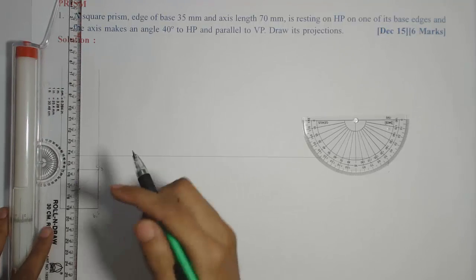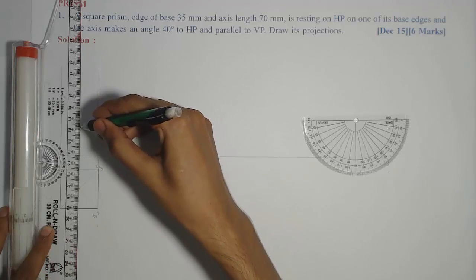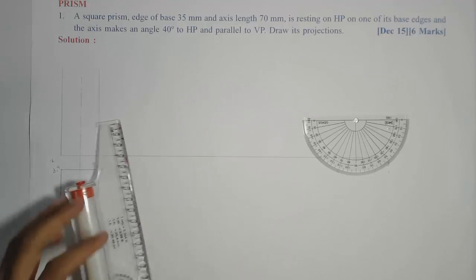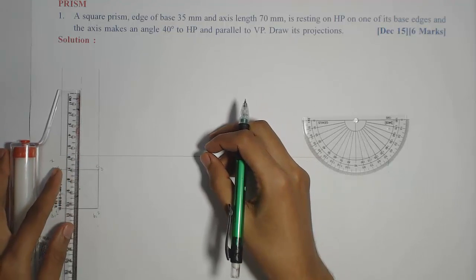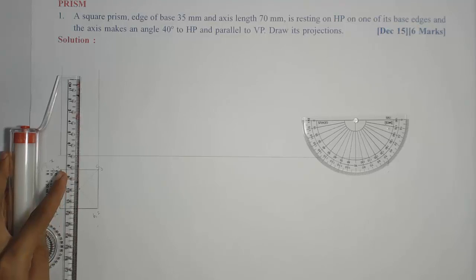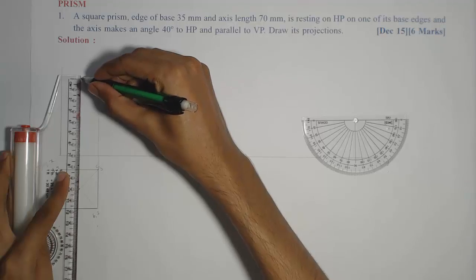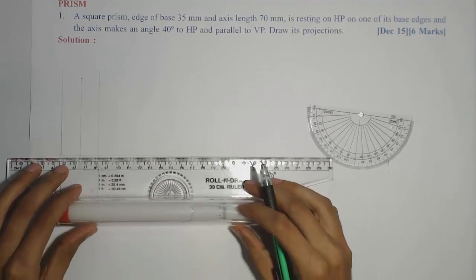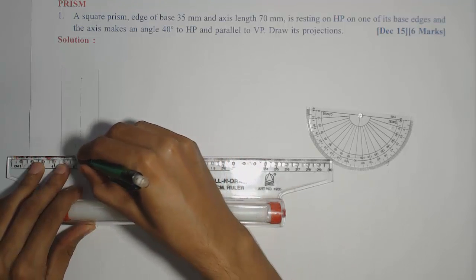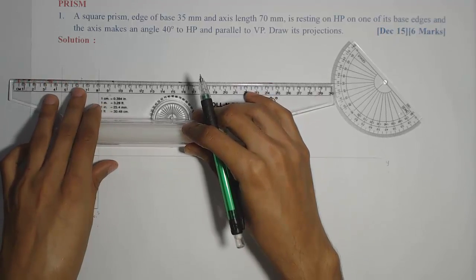The axis should be a dotted line, long dash, short dash, which is the convention for showing the axis center line. Now I have to mark the axis length of 70 mm in the front view. Means the front view will be seen as a rectangle of size 70 and 35. And the entire rectangle will be dark.